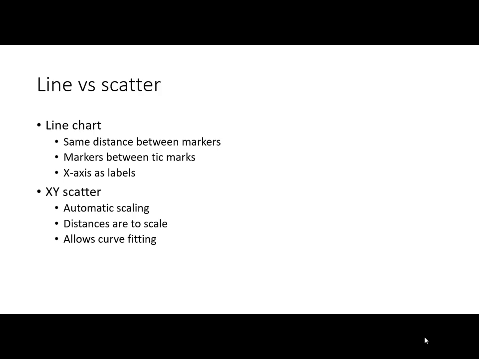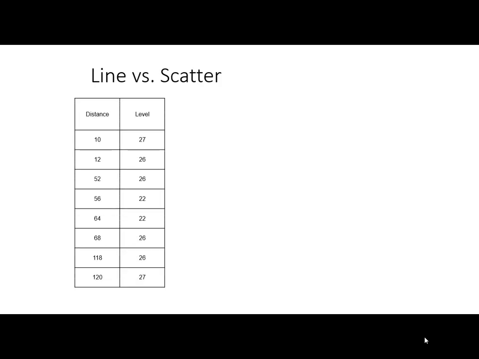The line versus scatter: the line chart is characterized by the same distance between markers, markers between tick marks, and the x-axis is used as labels. For the XY scatter, it is automatic scaling of the x-axis, the distances are to scale, and it allows us to do curve fitting. This is a table for line versus scatter.